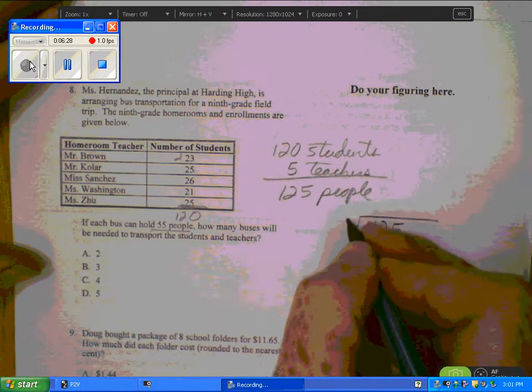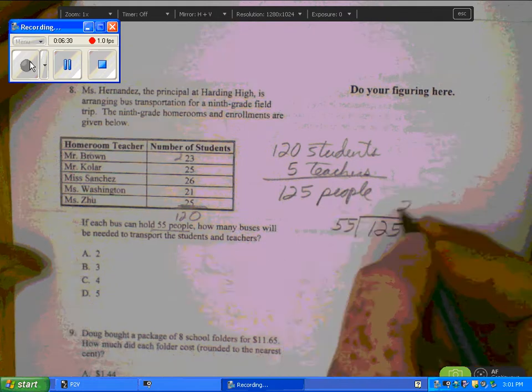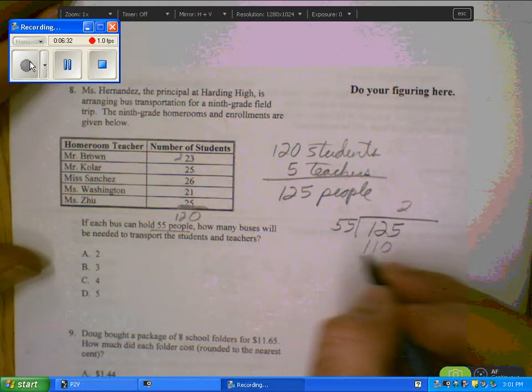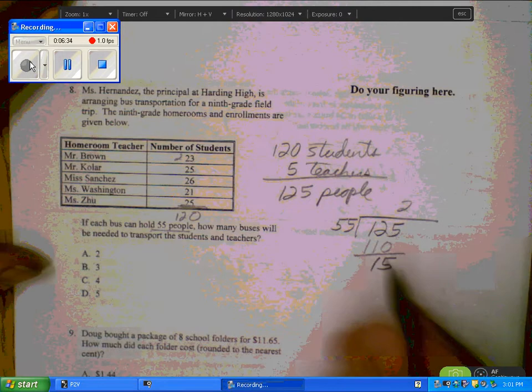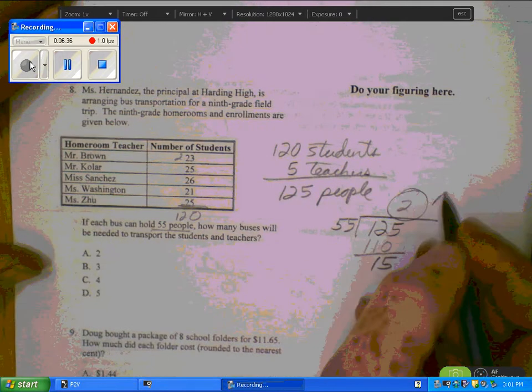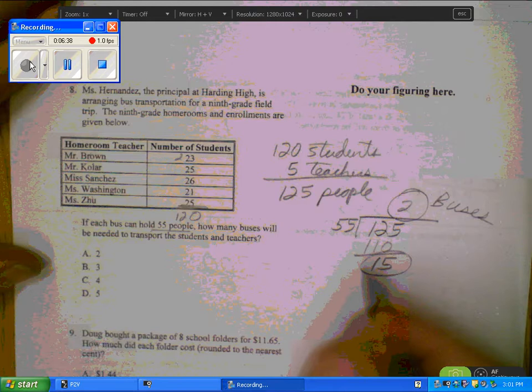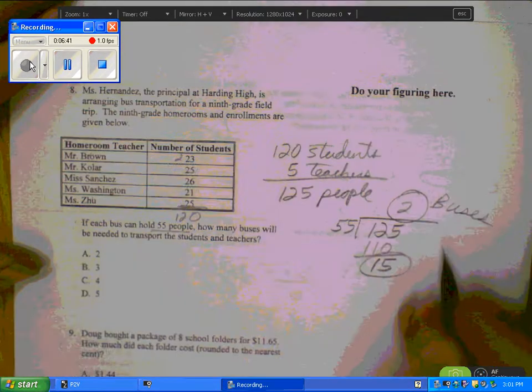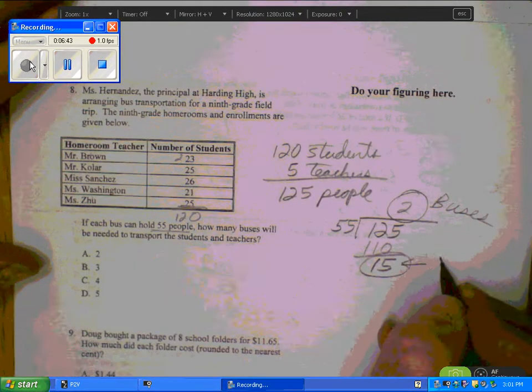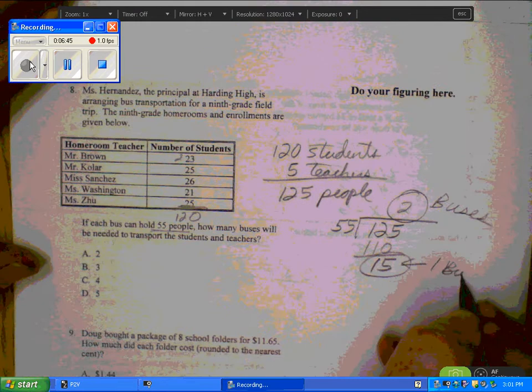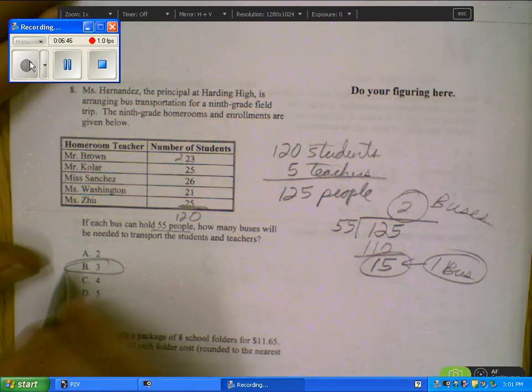Take that, divide by 55. 2 times 55 is 110, with 15 left over. Well, you need 2 buses, but you still have 15 people left over, so you have to put them somewhere. So you're actually going to need one more bus. That's a total of 3 buses.